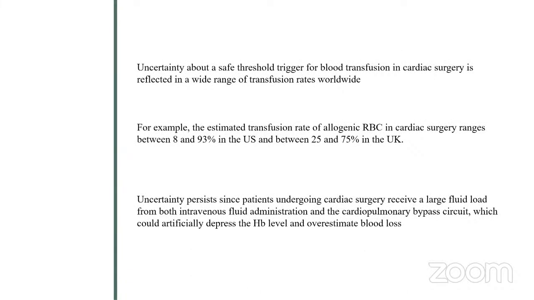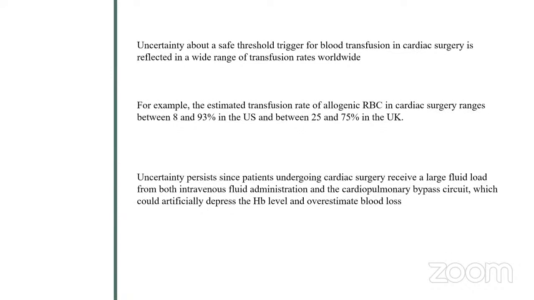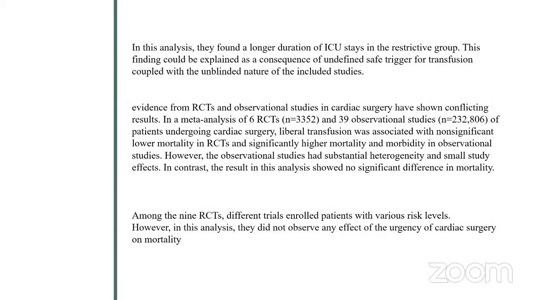The uncertainty about the safe threshold trigger for blood transfusion in cardiac surgery is reflected in a wide range of transfusion rates worldwide. For example, the estimated transfusion rate of allogeneic RBCs in cardiac surgery in the US ranged between 8 to 93%, and in the UK it ranged between 25 to 75%. This uncertainty persists since patients undergoing cardiac surgery receive a large fluid load, both from intravenous fluid administration as well as from the cardiopulmonary bypass circuit, which could artificially depress the hemoglobin level and overestimate the blood loss. In this analysis, they found a longer duration of ICU stay in the restrictive group.